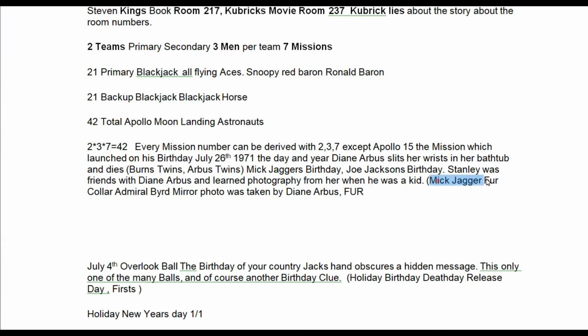Then you have the Mick Jagger fur collar photograph that we see Johnny Malkovich mirroring in some photos. And Mick Jagger is mirroring Admiral Byrd's jacket, is basically what he's doing. So Mick Jagger is mirroring Admiral Byrd. Johnny Malkovich, he's one of the Johnnies. Johnny Malkovich, Color Me Kubrick, is mirroring Mick Jagger. And of course, this famous Mick Jagger picture was taken by Diane Arbus. So it's really clever. Gotta love Johnny Malkovich. And the movie, I think the movie was Fur.